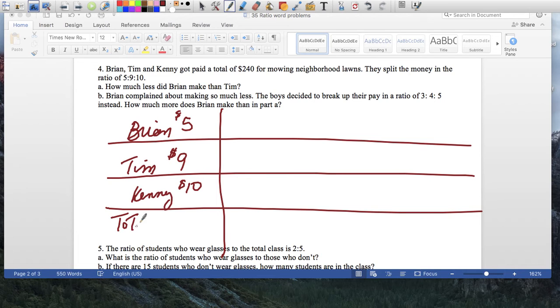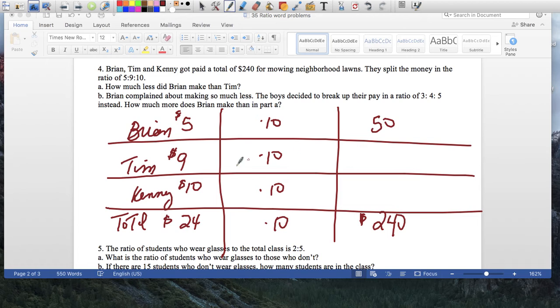And then we need a total. So 9 plus 5 is 14, plus 10 is 24. So if they have $24, 10 goes to Kenny, $9 goes to Tim, and $5 goes to Brian. But here it says that they got $240. So what's the multiplier? 10, 10, 10, 10. So that would be 50, that would be 90, and that would be 100. So if they got paid $240, $100 went to Kenny, Tim got 90, and Brian got 50.